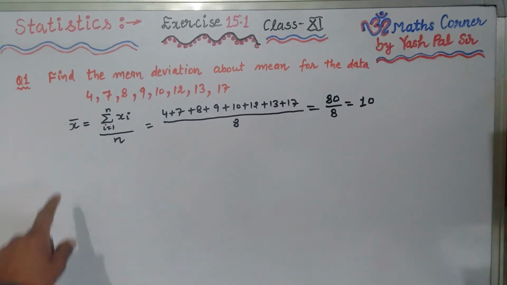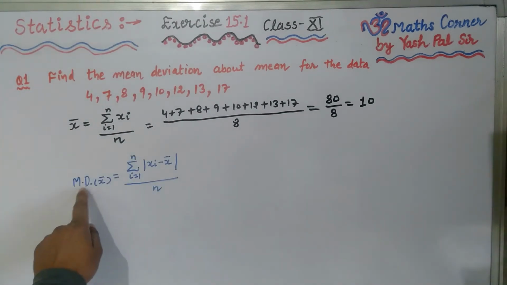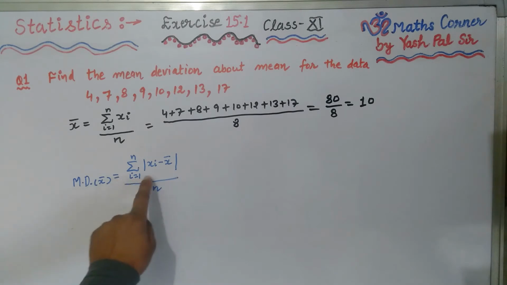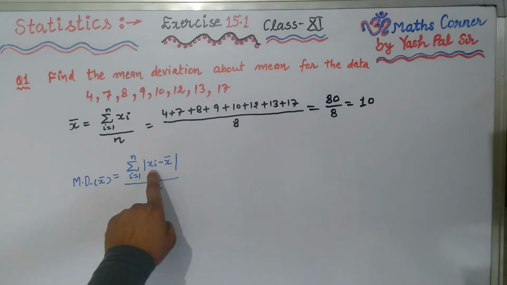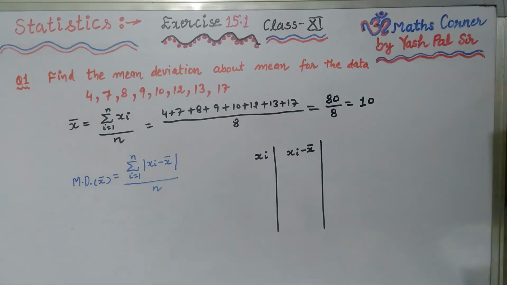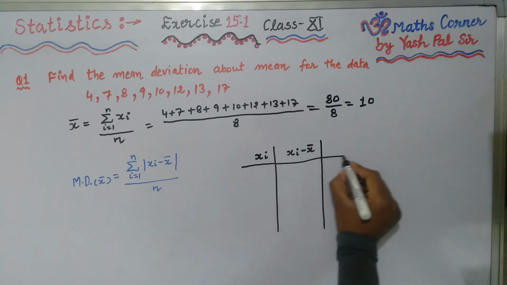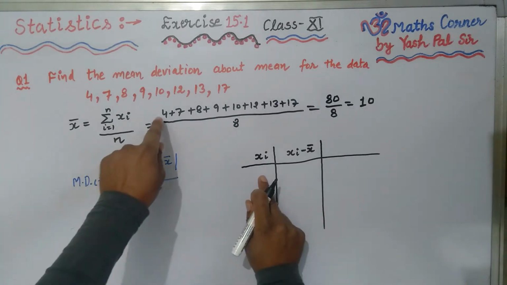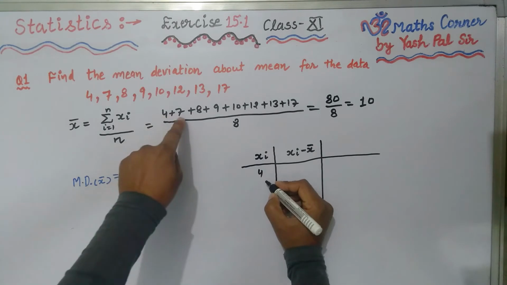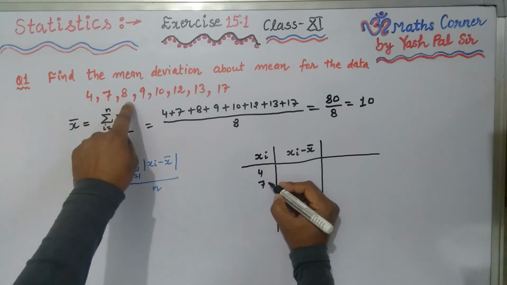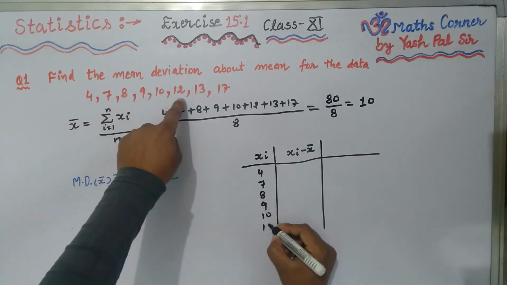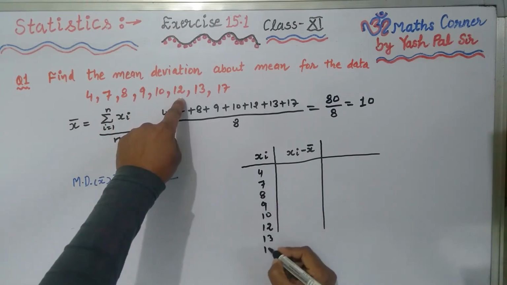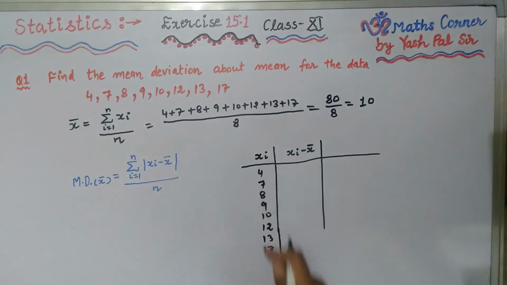Now we write the formula for calculating mean deviation about the mean. The formula is this: mean deviation about the mean is equal to summation i is equal to 1 to n mod of xi minus x bar, upon n. For this purpose we prepare one table now. First of all we write xi, then xi minus x bar. What are xi? This is 4, 7, 8, 9, 10, 12, 13, 17. All the terms, all the observations.